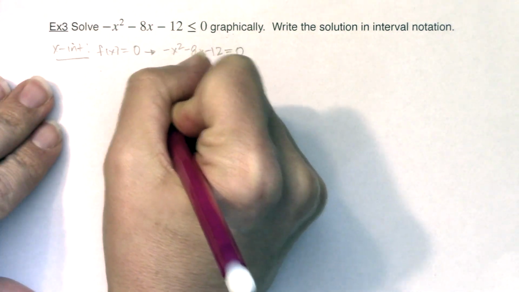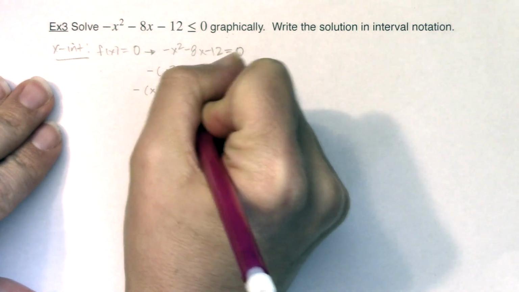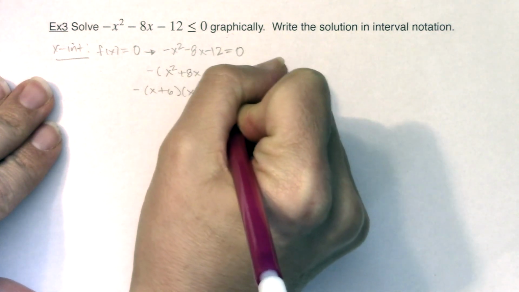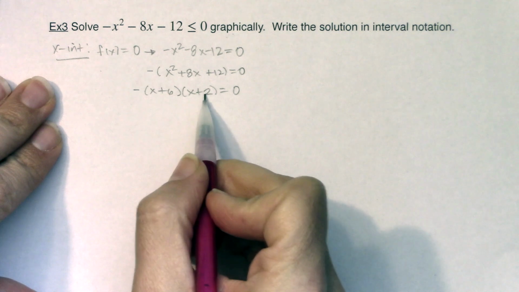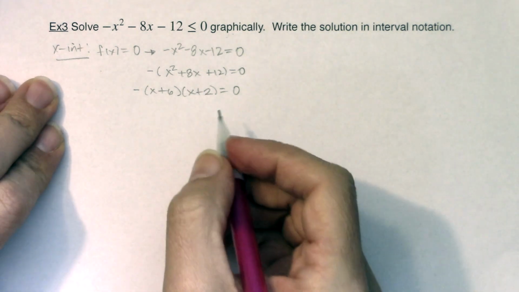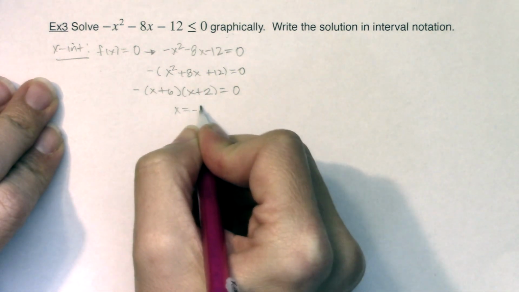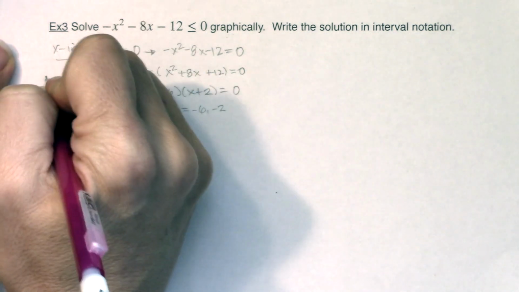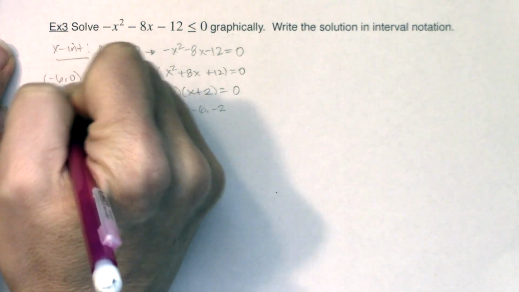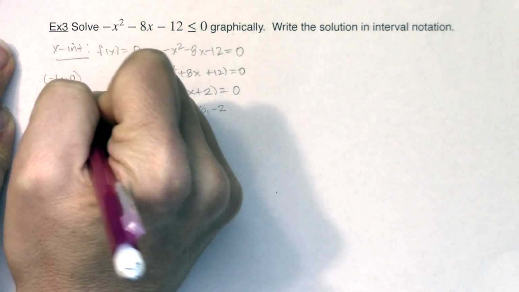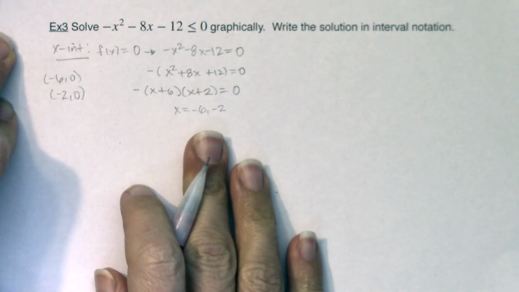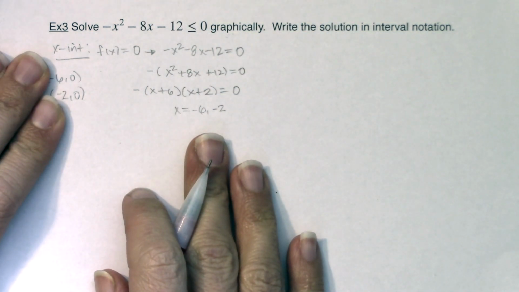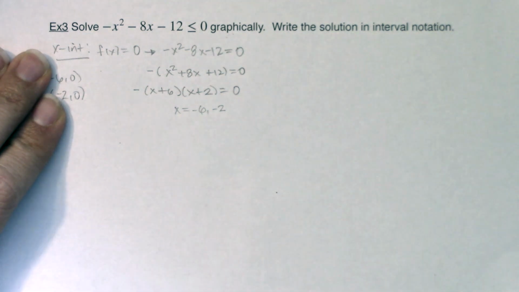So this is going to be x plus, what do we got, 6, x plus 2, right? Two things multiply to 12 but add up to 8. So I'm looking at 6 and 2, which gives x-intercepts at -6, 0 and -2, 0. And I could have graphed this on my calculator and taken a look at that as well.